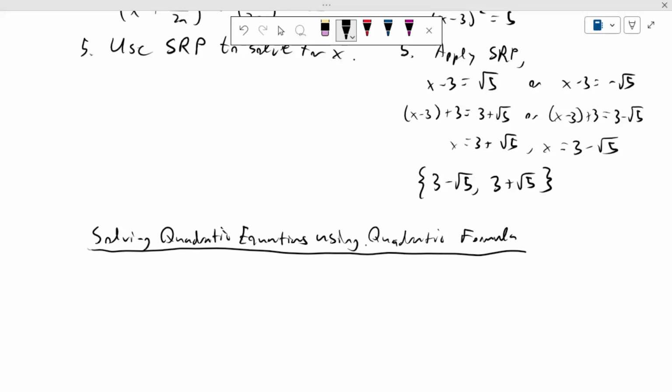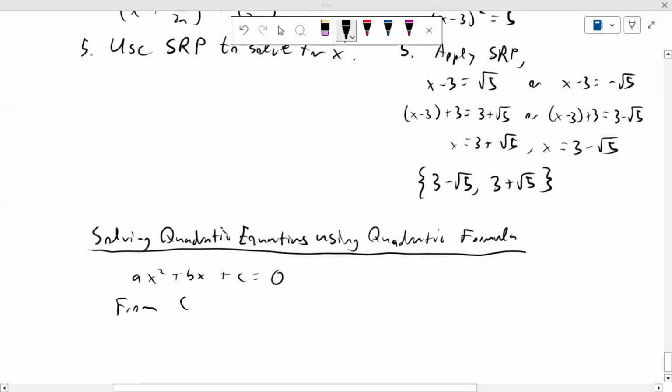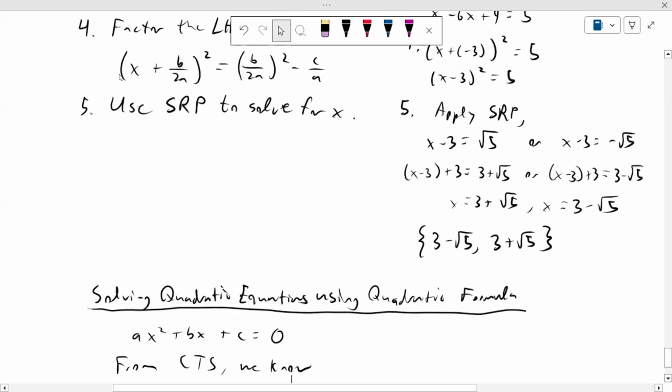There's a little minor proof of it. Basically, we're starting off with a quadratic equation like this, ax squared plus bx, oops, that should say bx right there, plus c is equal to 0. And then from completing the square, we know, and I'm going to scroll up just a little bit here, that that's basically equivalent to this. After we complete the square, we get that. So I'm just going to copy that back down over here.